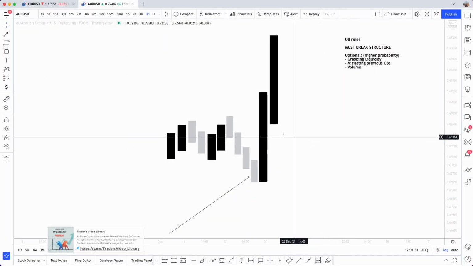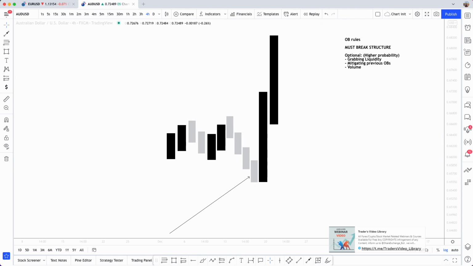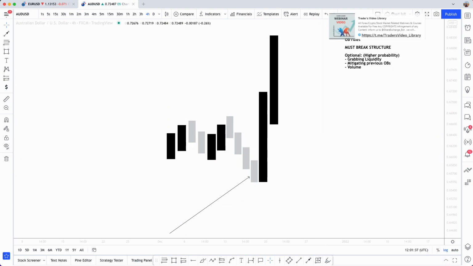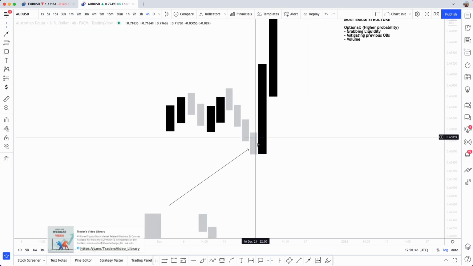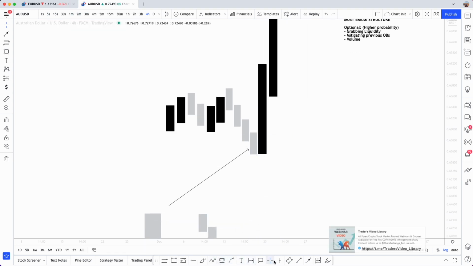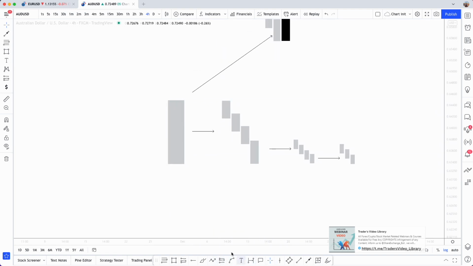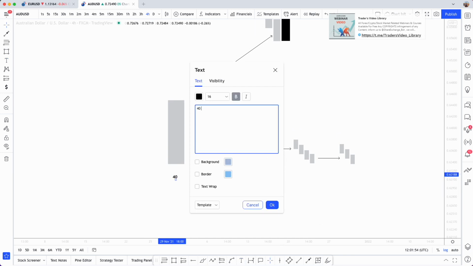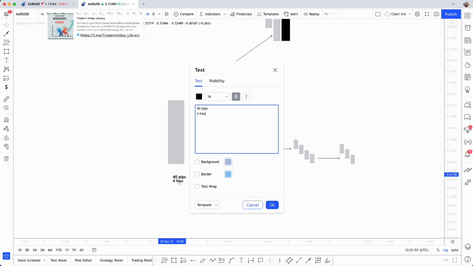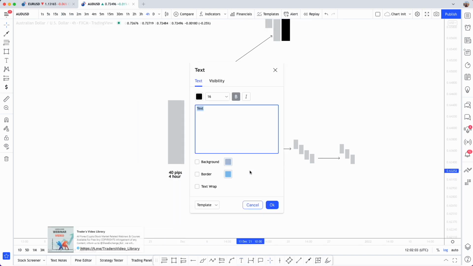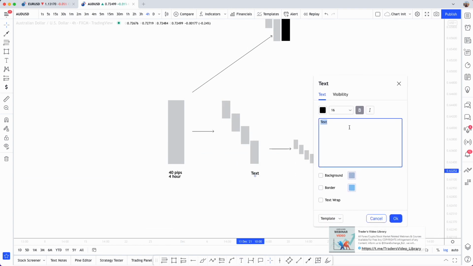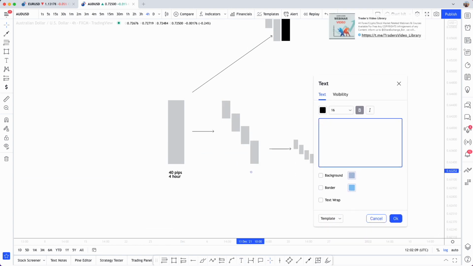So now that we understand what an OB actually is, in terms of refinement, this is where it becomes interesting. For example, say that candle is 40 pips, and it's the 4 hour OB, right? Inside that 4 hour OB, on the hourly time frame, we have 4 hourly candles, and now we refine that OB to 20 pips, on the 1 hour.